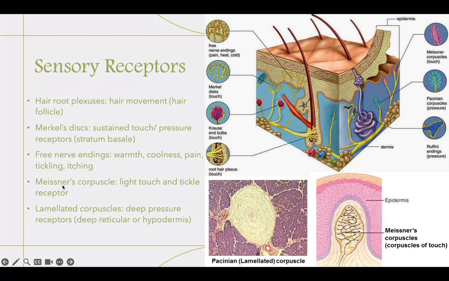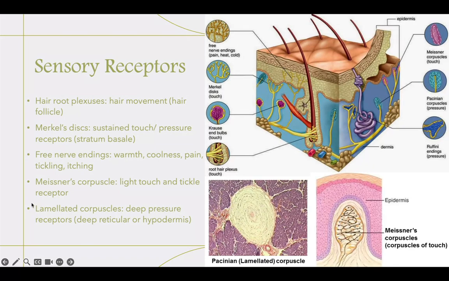Then we have that Meissner corpuscle, or again, sometimes just called a touch corpuscle or touch receptor. I prefer to use Meissner. So this is going to be detecting light touch or even tickle on the skin. And these guys, again, are going to be located in the papillary region of the dermis. So we can see them extending into the dermal papillae.